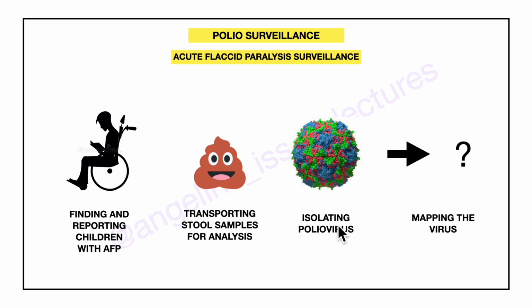Moving on to the next point, that is isolating polio virus. In a laboratory, the virologists begin the task of isolating the polio virus from the stool samples. If the polio virus is isolated, the next step is to distinguish between wild and vaccine-related polio virus. The next point is mapping the virus. Once the wild polio virus has been identified, further tests are carried out to determine where the strain must have originated. So that is all about mapping the virus.